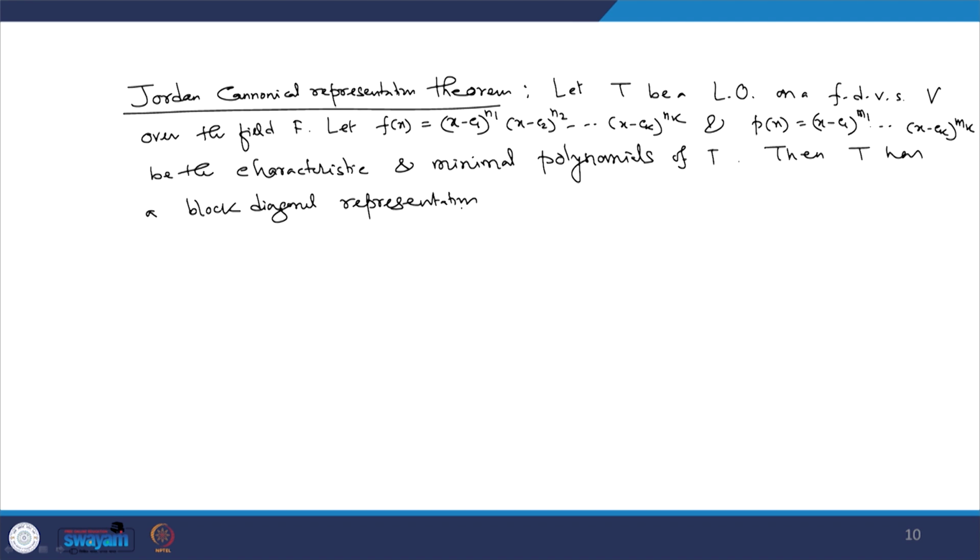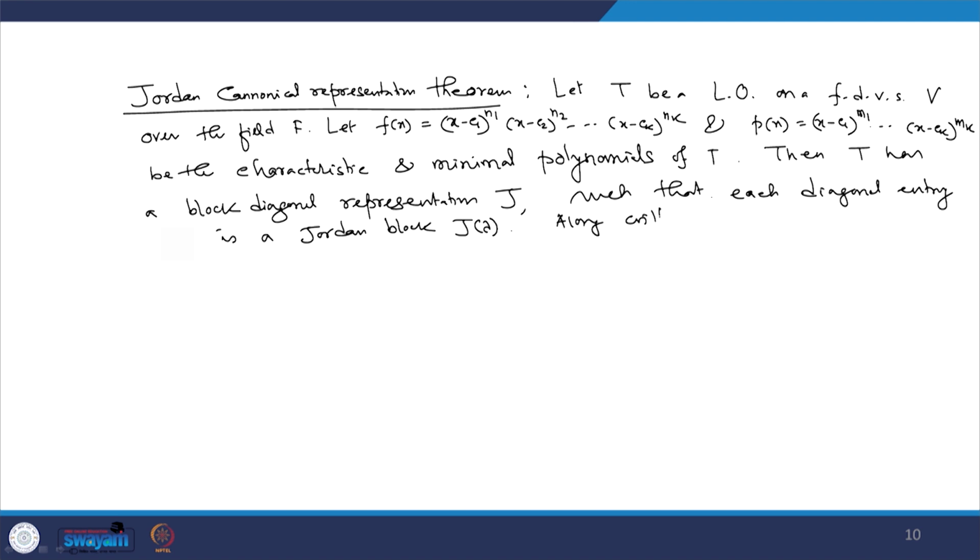Representation. Say J such that each diagonal entry is a Jordan block, something like J lambda.